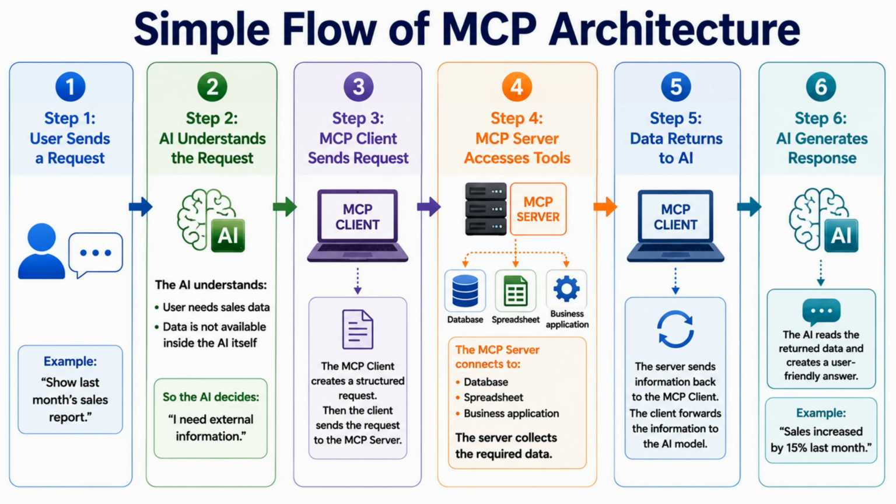Now we will see the simple flow of MCP architecture. Step 1. User sends a request. For example, show last month's sales report. Step 2. AI understands the request. The AI understands the user needs sales data. The data is not available inside the AI itself. So the AI decides, I need external information.